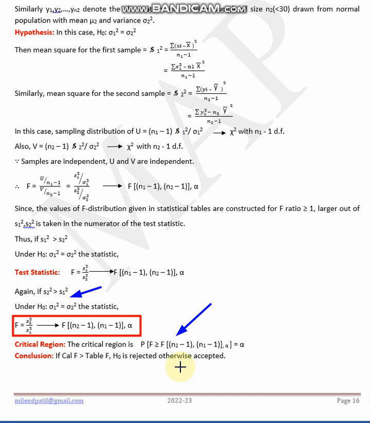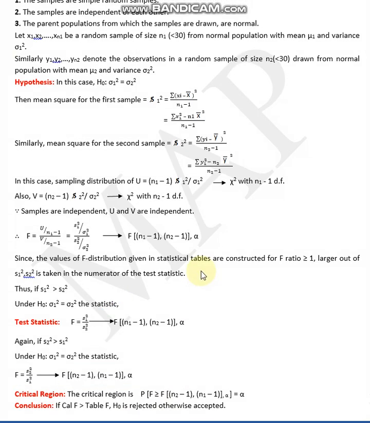So the acceptance and the rejection of the test depend upon the critical region. What is the calculated F? The value which we have calculated by using this test statistic. If the calculated value of F is more than the table F, then we need to reject the null hypothesis, otherwise we have to accept the null hypothesis.